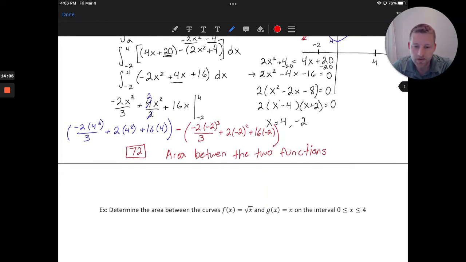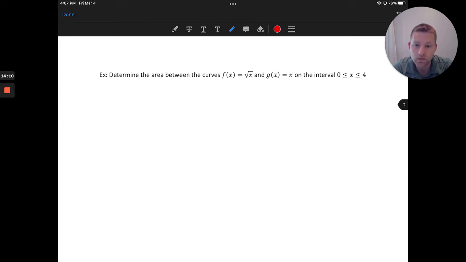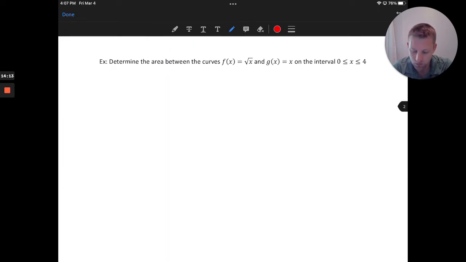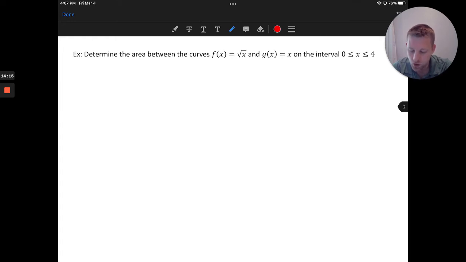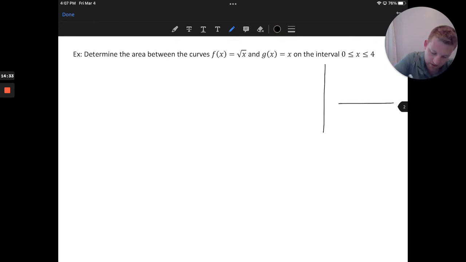Let's go ahead and take a look at a second one where the upper and lower functions are not always the same throughout the problem. So we want to determine the area between the curves f of x is equal to the square root of x and g of x is equal to just the function x on the interval 0 to 4. So let's go ahead and consider just, again, doing a small sketch of these two functions. They're pretty small, so we should have a pretty good idea of what the shape of our square root function and just the x function itself is.